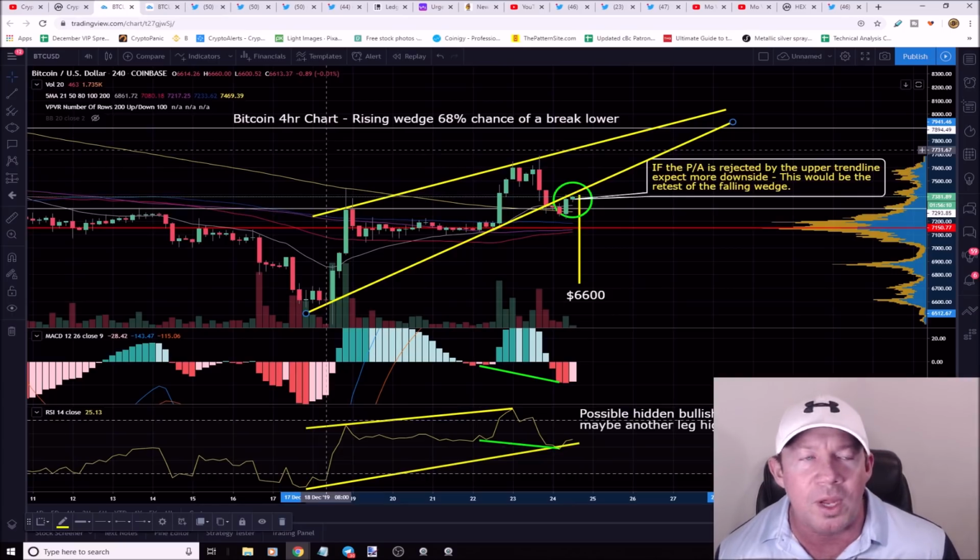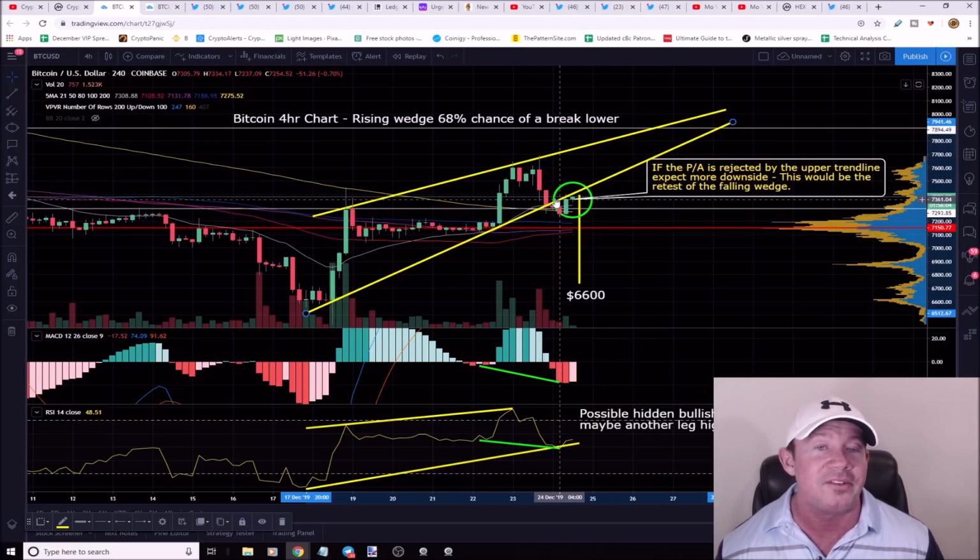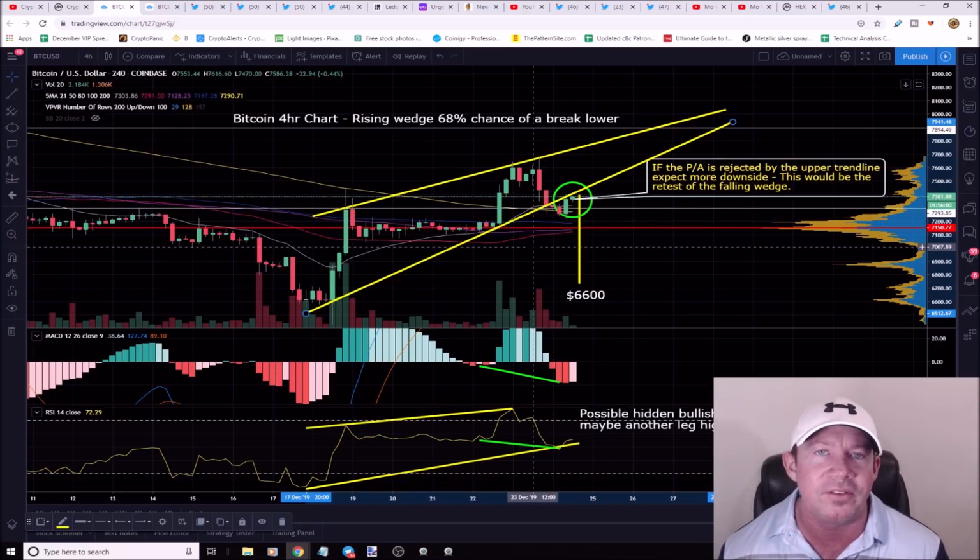This is a Bitcoin 4-hour chart. So Bitcoin is in a rising wedge right now. 68% chance if it breaks to the downside. Now, there's a possibility it already broke to the downside. Now, the downside target's 6,600.